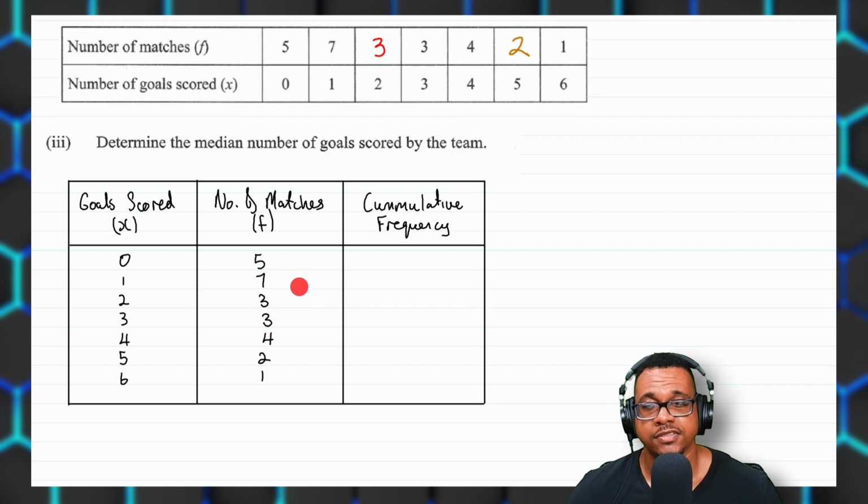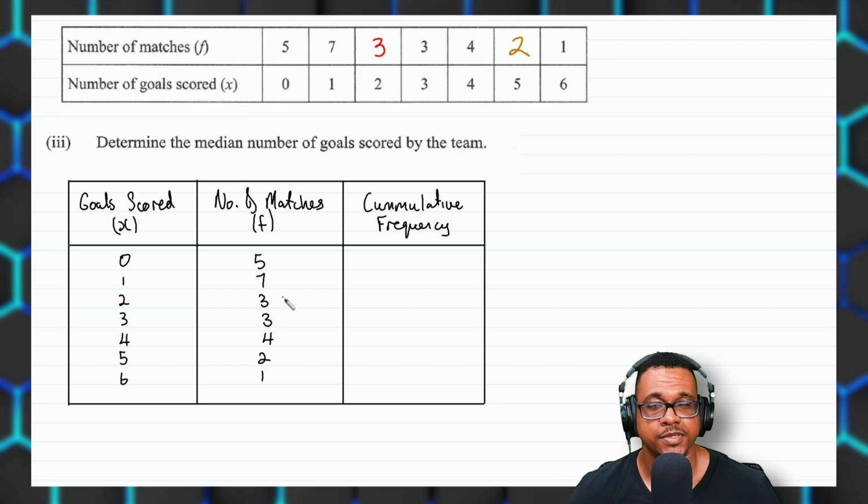Okay, so here I drew a table taking this information here and put it in this form. So we have the goals scored, which is X, so number of goals scored here, all these numbers from 0 to 6, that's laid out here from 0 to 6. Then my number of matches, which is my frequency. We have 5, 7, 3, 3, 4, 2, 1, so you see that 5 7 3 3 4 2 1. And here I'll have my cumulative frequency.